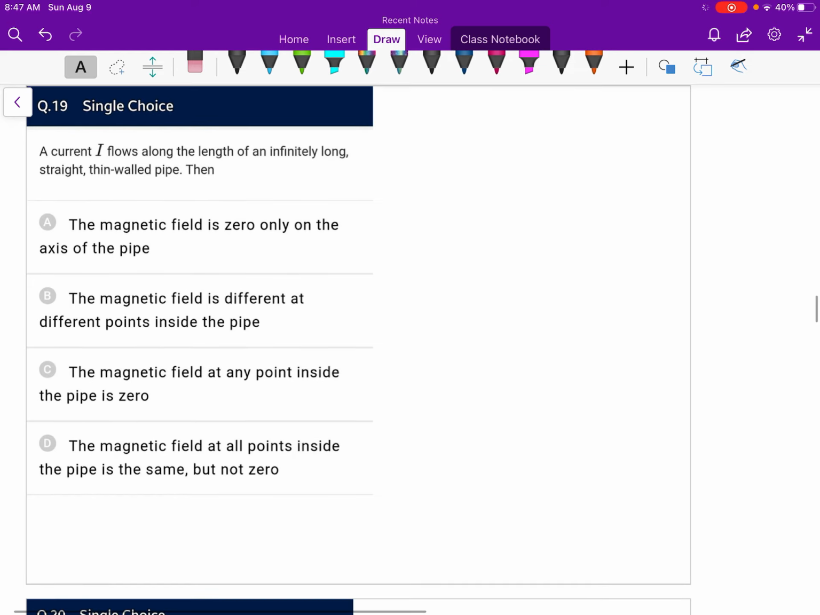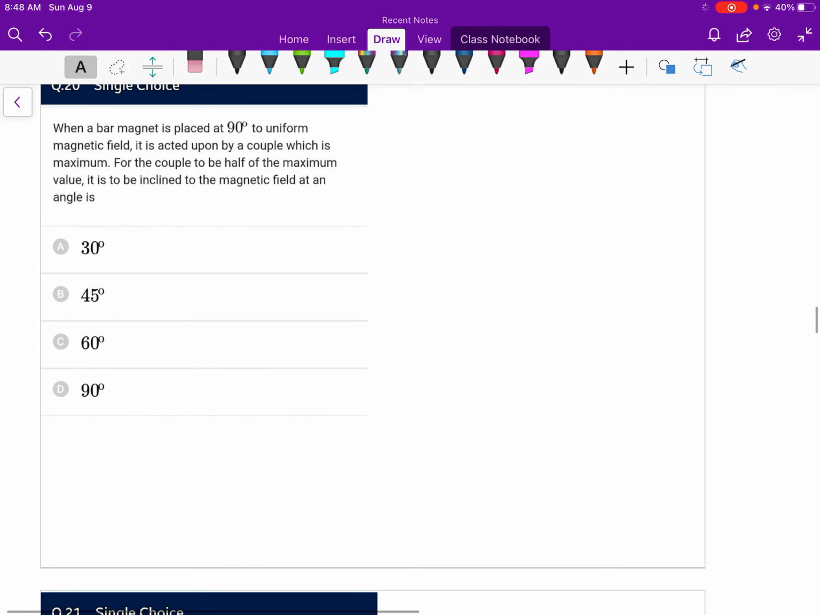A current I flows along the length of an infinitely long straight thin-walled pipe. In a hollow cylindrical shell or a hollow pipe, the magnetic field inside at every point is 0. So the magnetic field at any point inside the pipe is 0. So C is the correct option.